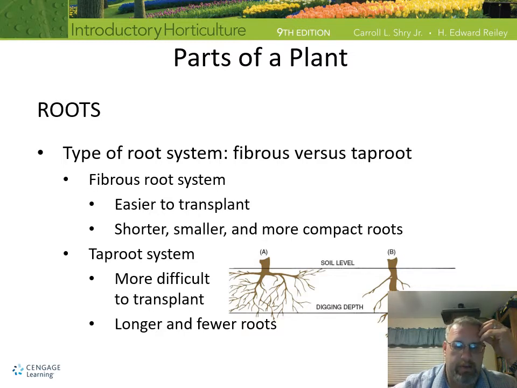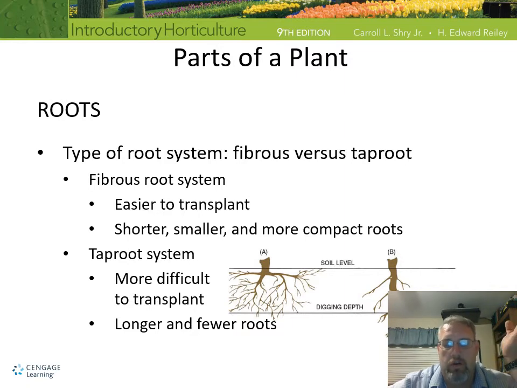In the taproot system, this is usually for larger plants, trees, shrubs, more dense or just in general heavier plants. You will have one single long taproot that anchors the plant deep into the ground, and the smaller branches that are near the top are where the root hairs will exist and will start to absorb things.